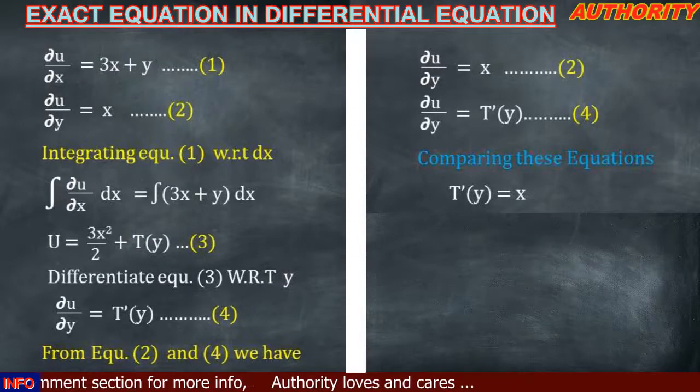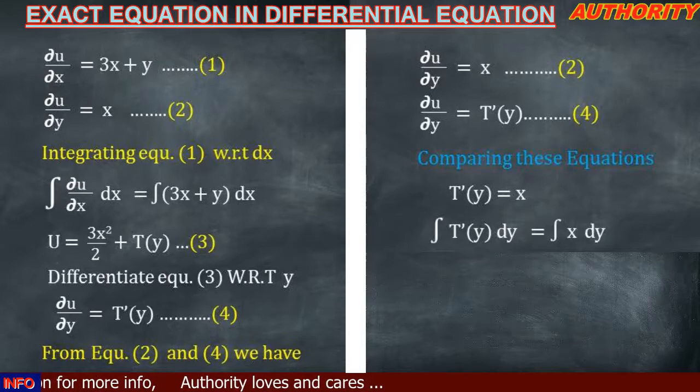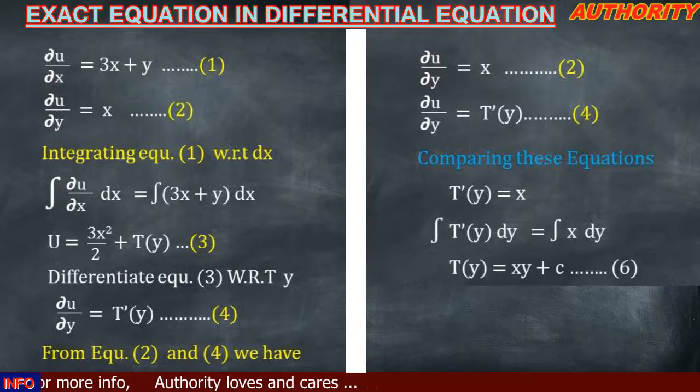But we are looking for t of y, not t prime of y. What are we going to do? t prime of y is talking about differentiation. That means for us to remove the differentiation, we integrate it. So we integrate with respect to y. When we integrate both sides with respect to y, the left hand side is going to give us t of y, equal to, when we integrate x with respect to y, it's going to give us xy plus c. So here we have t of y is equal to xy plus c. Let's call this equation 5.